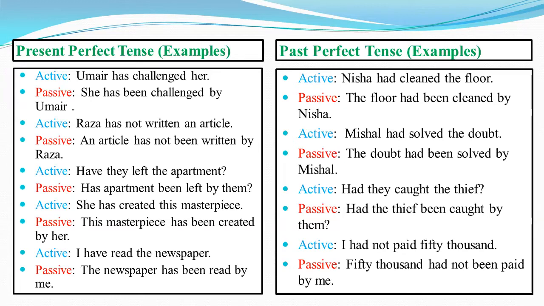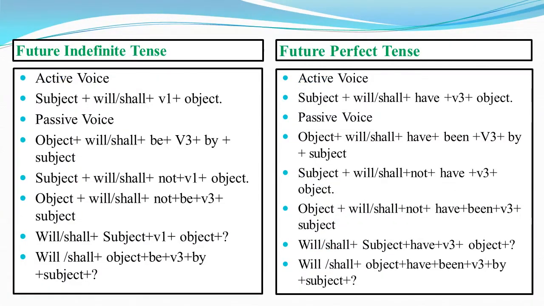And the passive is: 50,000 had not been paid by me. Okay, is it clear? Now come to the next tense, future tense. First we will see future indefinite tense.